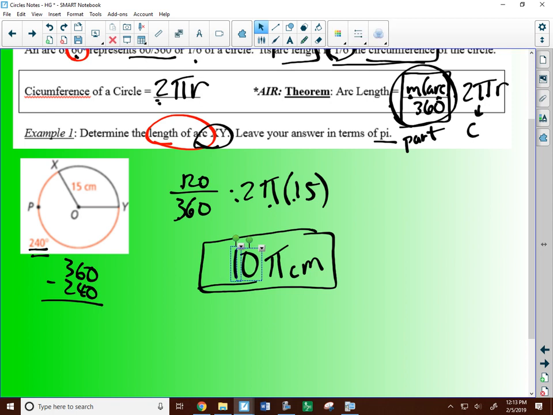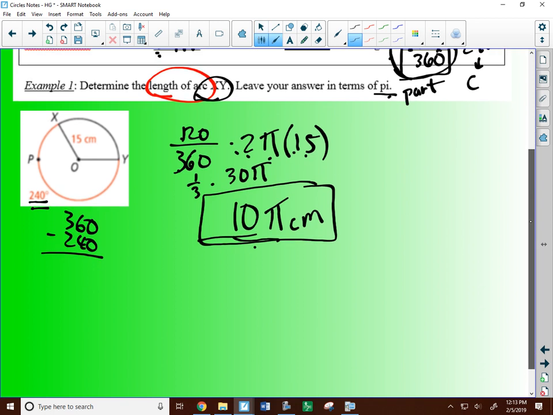By the way, sometimes I see students reduce this first to 1/3, and 2 times 15 is 30, so they get 1/3 of 30 pi. That's fine if you want to do that. You could also just put it all in at once. Sometimes it'll also say round to the nearest something, and you could put this in your calculator, but no need on this one. What questions can I answer about arc length?